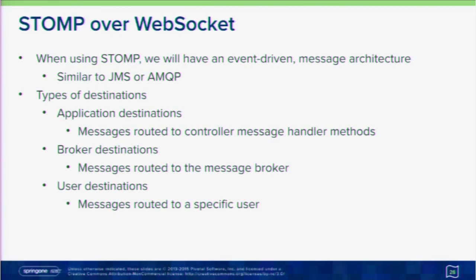So in Spring, we either go for the raw WebSocket built on top of the JSR, or we use STOMP, right, as a protocol. So STOMP is a really simple protocol, which lets you subscribe to destinations and send messages to destinations. So it's really similar to JMS, AMQP. And we're going to find different types of destinations. We're going to find what's called application destinations, broker destinations, and user destinations.